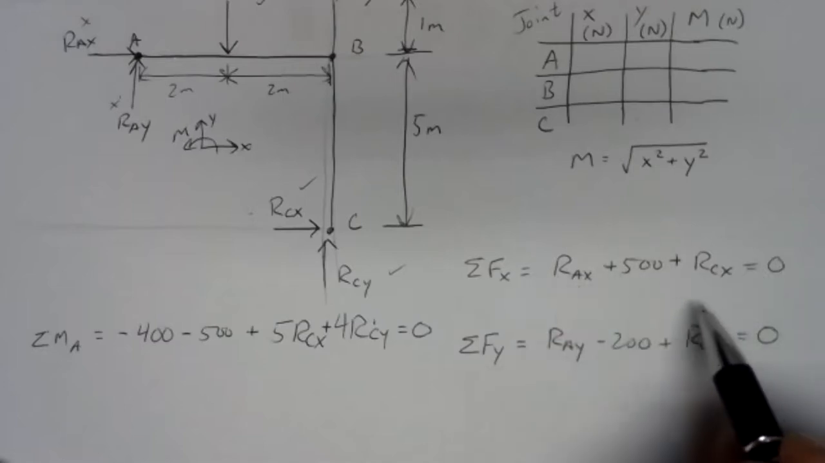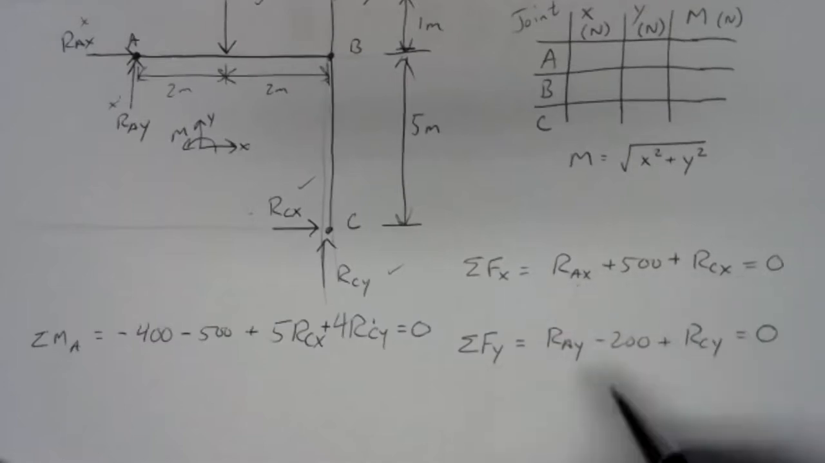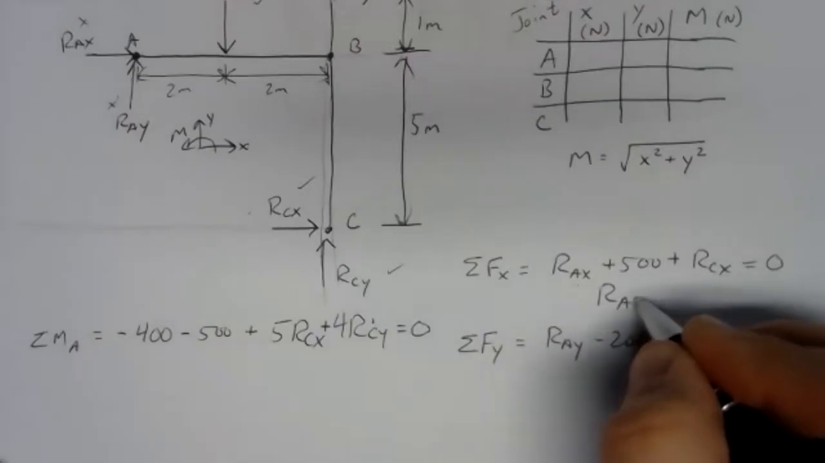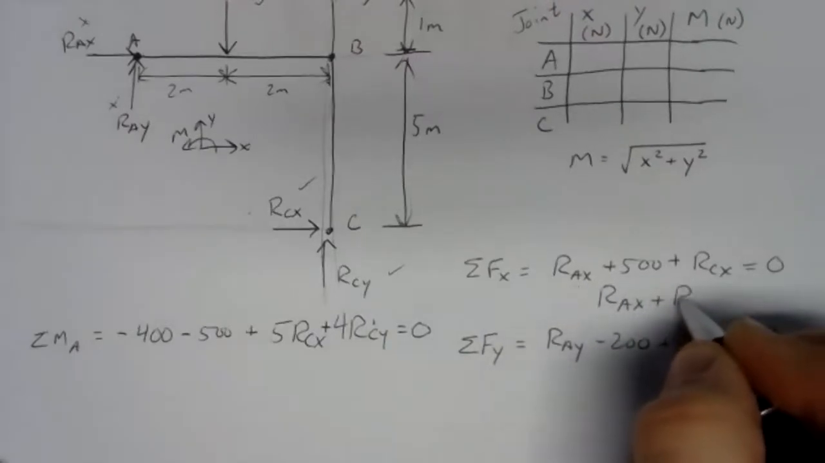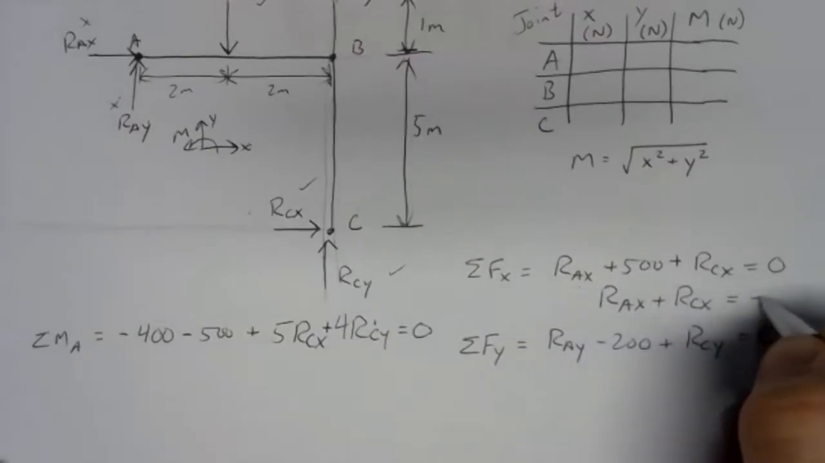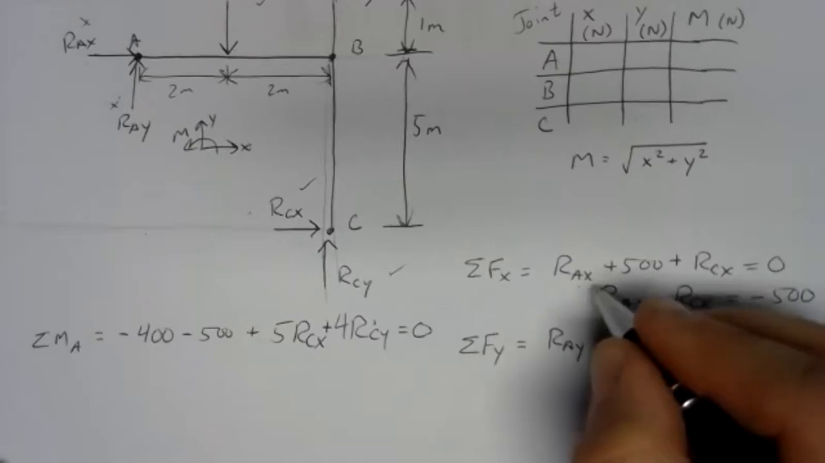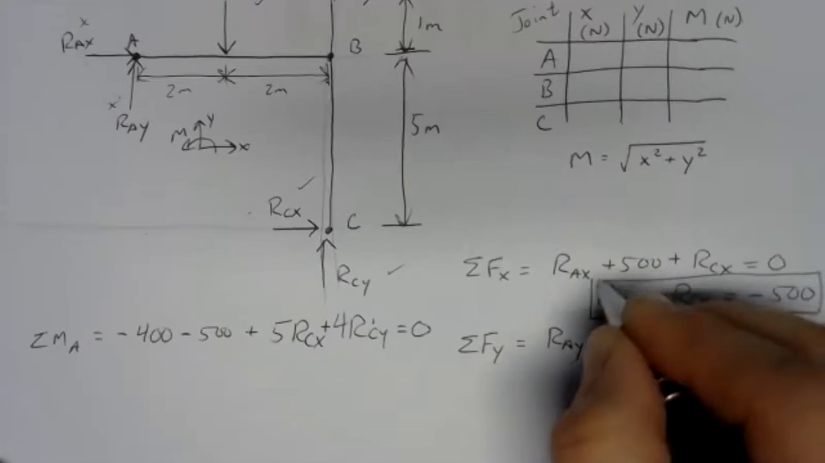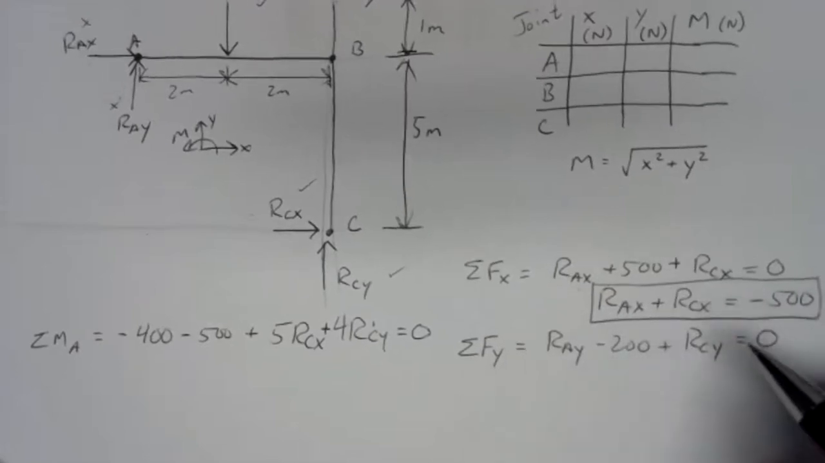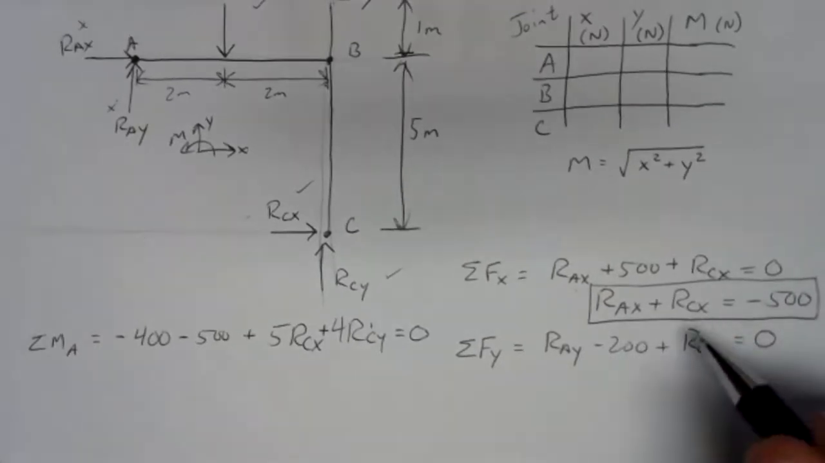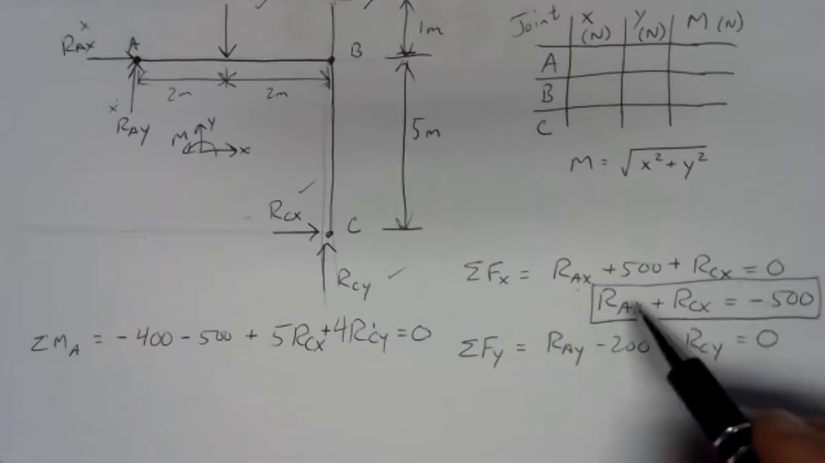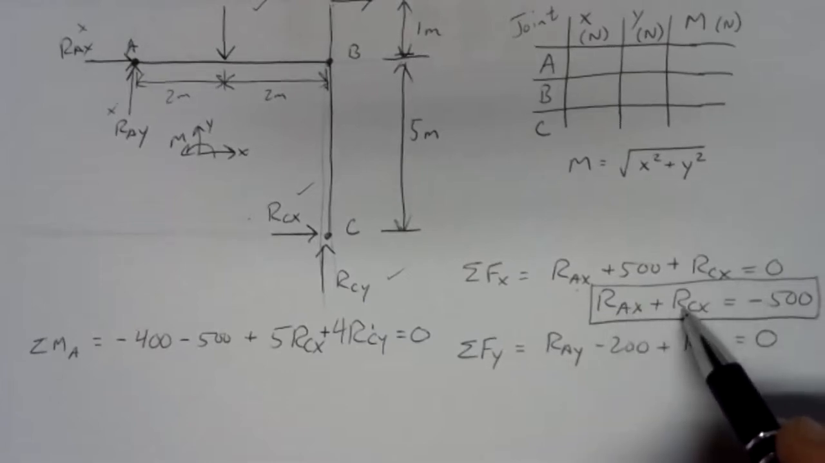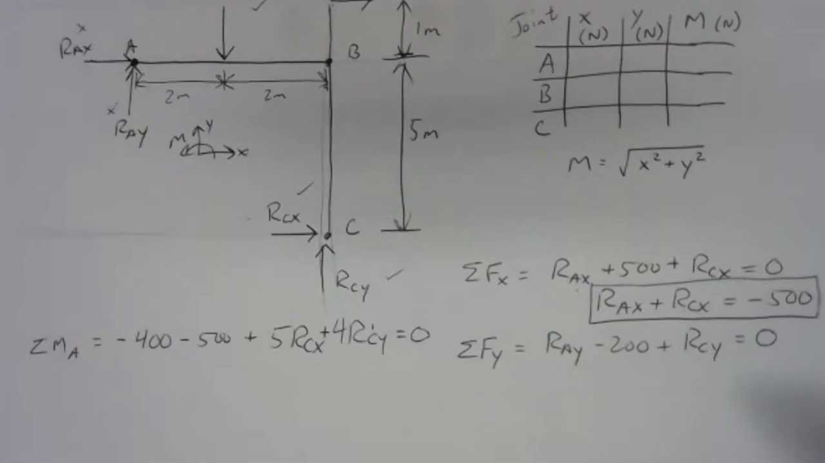For example, here in my x direction equation, if I subtract 500 from both sides, it says that whenever I take RAX and I add it to RCX, I need to get a negative 500. That's a relationship between RCX and RAX that keeps RAX and RCX from being anything. They could be otherwise any values. Here they're constrained, they're related to each other. Whatever RAX is, we have to add RCX to it and get negative 500.